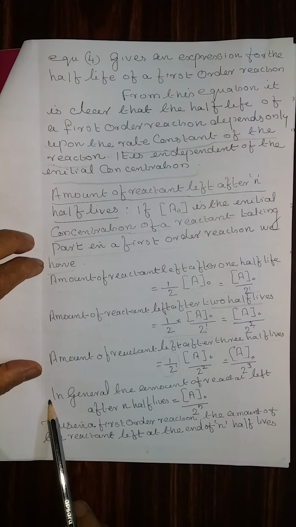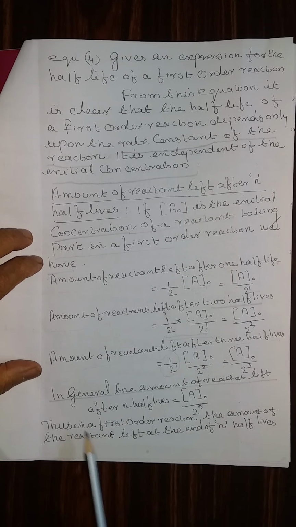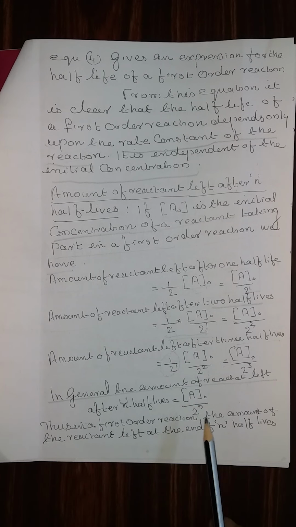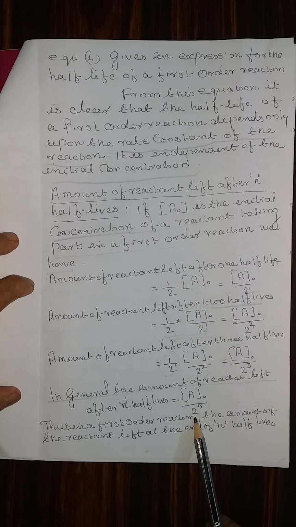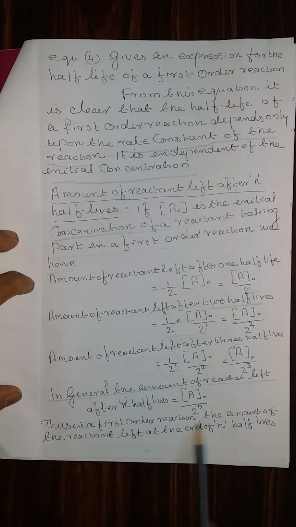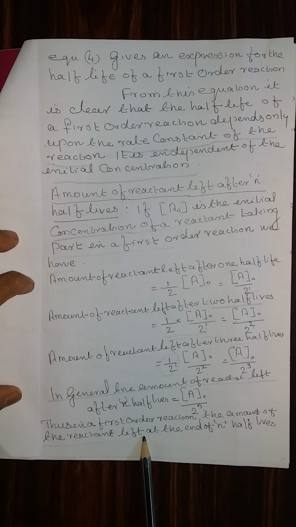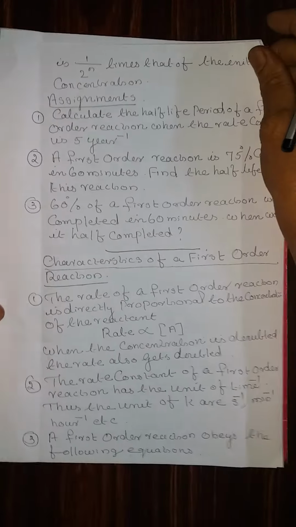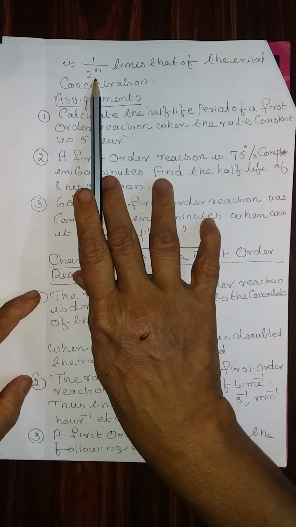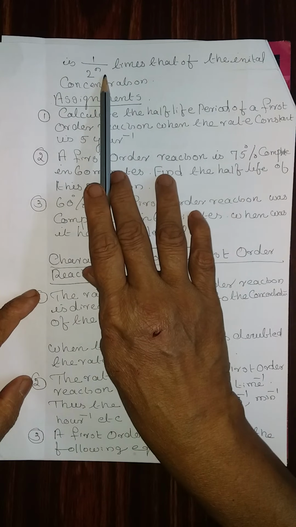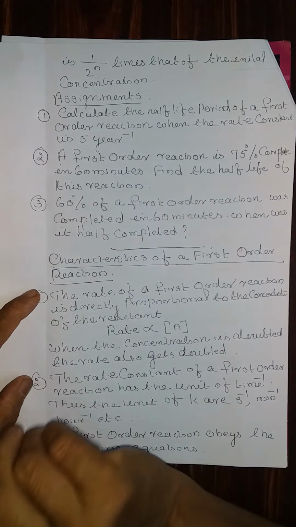Therefore, in general, the amount of the reactant left after n half-lives is equal to concentration of A0 divided by 2 raised to the power n. Thus, in a first order reaction, the amount of the reactant left at the end of n half-lives, you can write an equation like this. That is 1 by 2 raised to the power n times the initial concentration. That means 1 by 2^n into concentration A0.